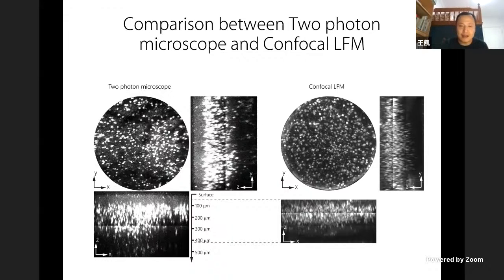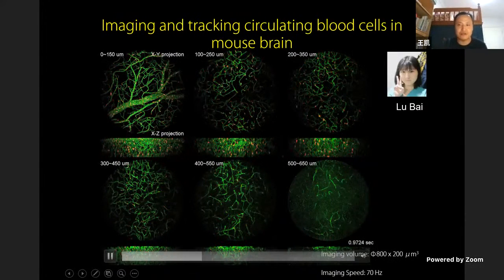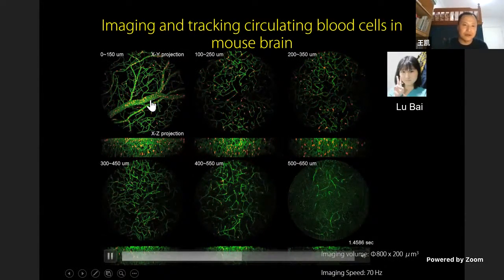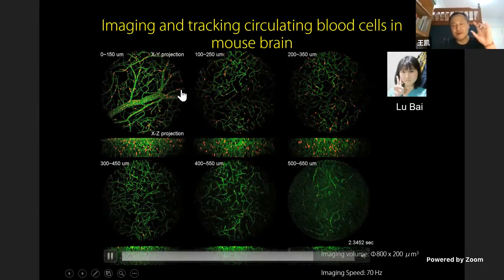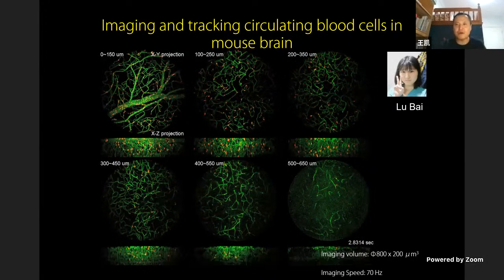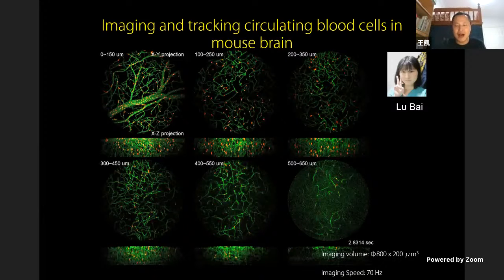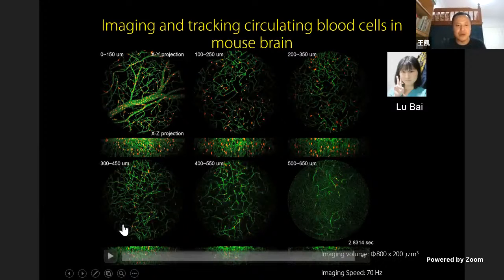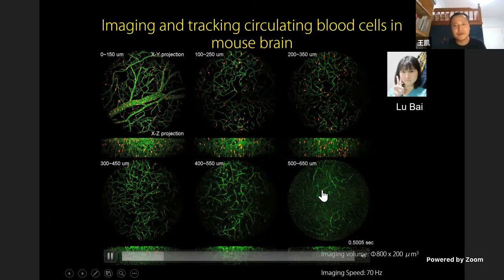Also, we apply the technology in the mouse to image fast circulating blood cells. For example, each volume, because it's confocal, has a limited axial coverage of only 150 micron. So we image at different depths. As we image deeper and deeper, the background becomes an issue, and confocal allows us to remove the background so that we can image up to 500 micron deep into the mouse cortex.